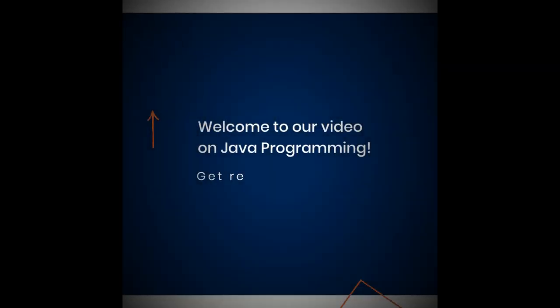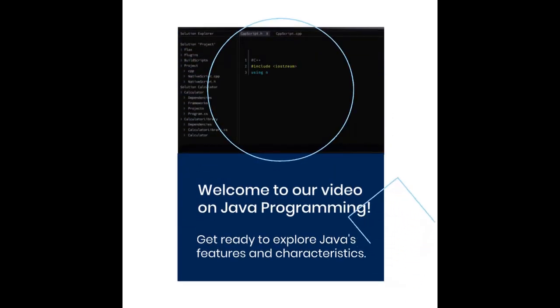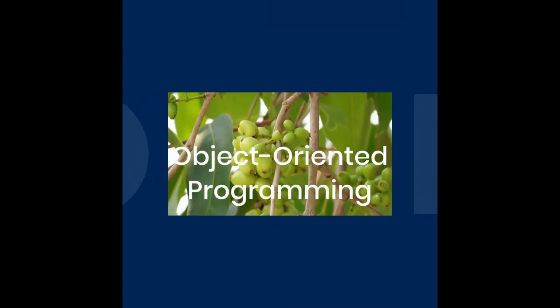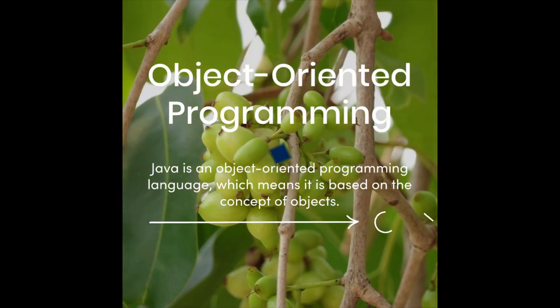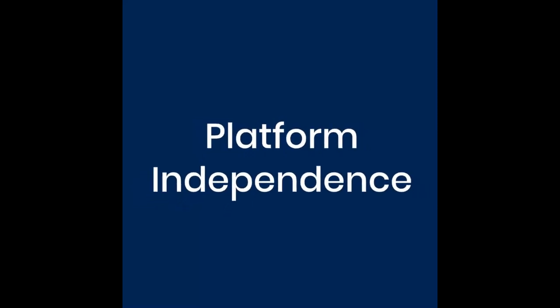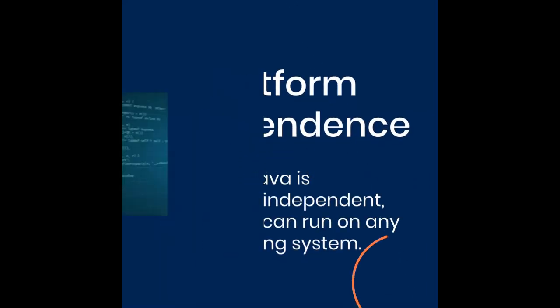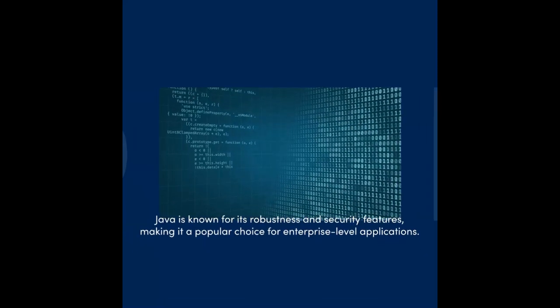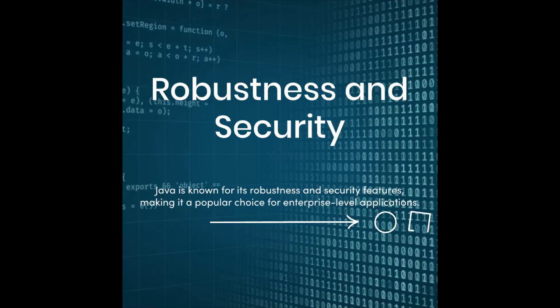Java is a popular programming language known for its unique features and characteristics. Java's object-oriented nature allows for modular and reusable code. Java's platform independence makes it a versatile language for developing applications. Java's robustness and security features ensure that applications built with Java are reliable and secure.